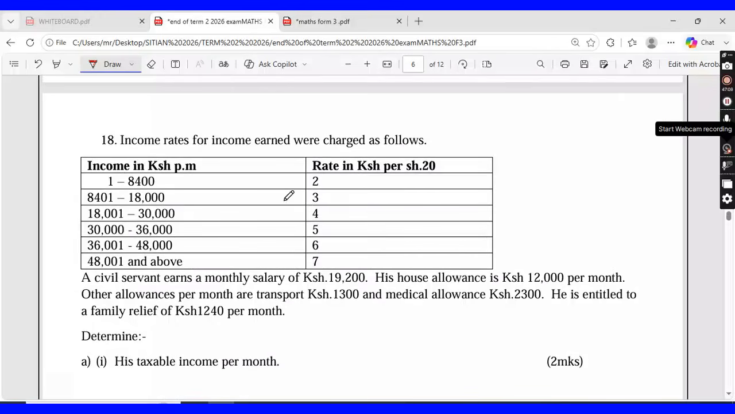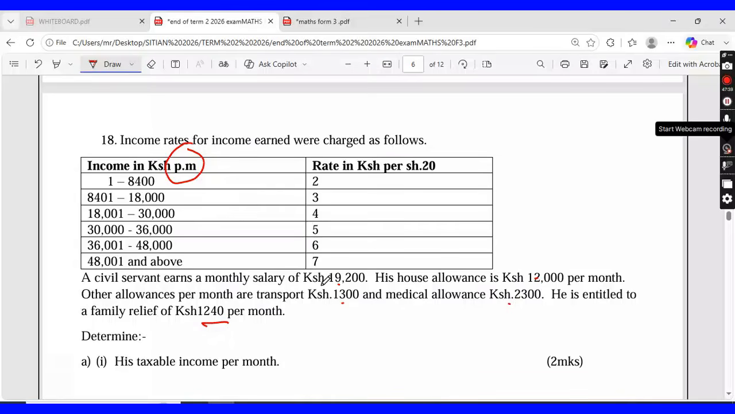A civil servant. So whenever you are using this table, first you look at whether you are given per month or per annum, then the rate. So you need to understand that. Is it per month or per annum before you do it. A civil servant, basic salary of this, allowances this, other allowances include this, and the medical allowance is entitled to a family relief of 1240 per month.